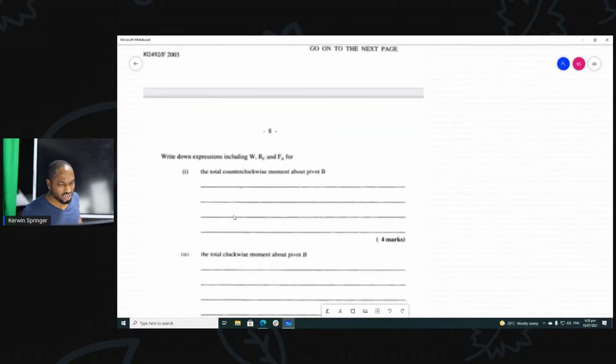There you go. No, there's a sheet with constants and that kind of thing that they give you in physics.